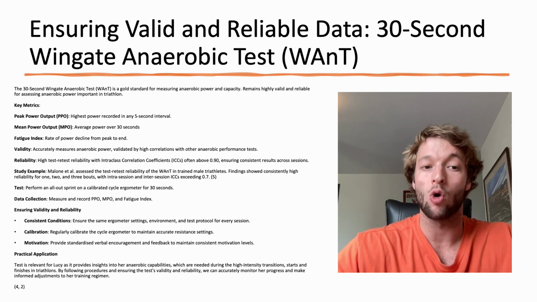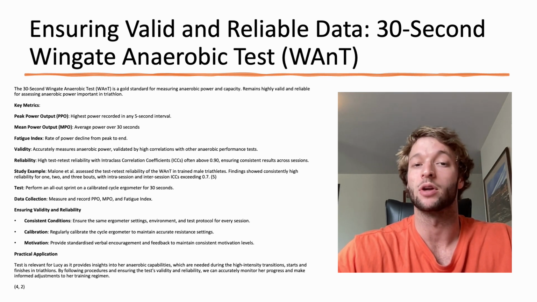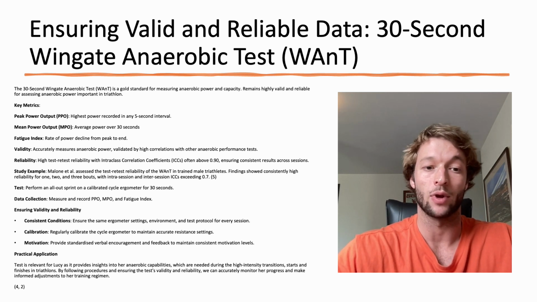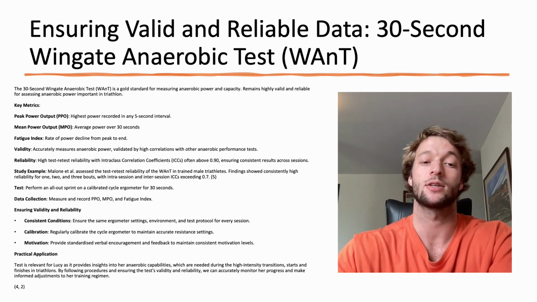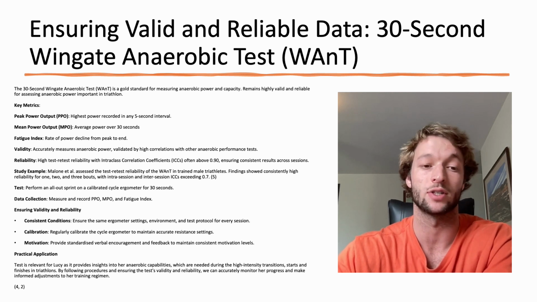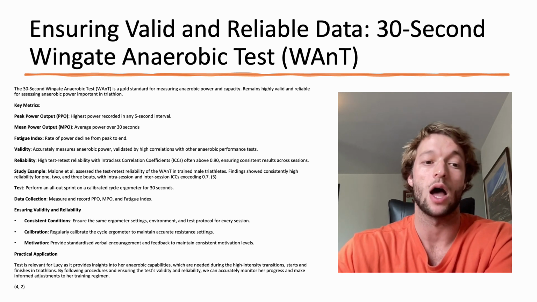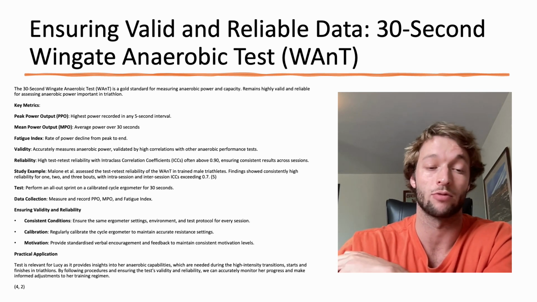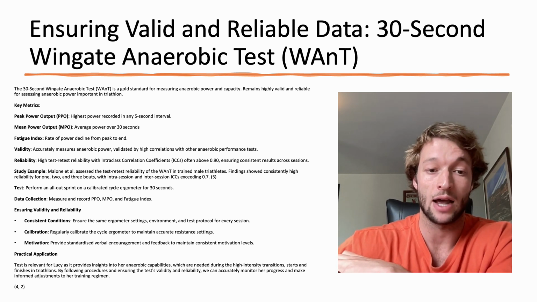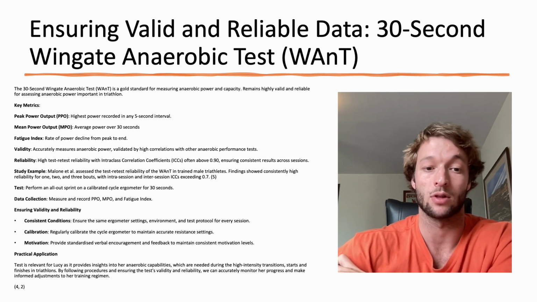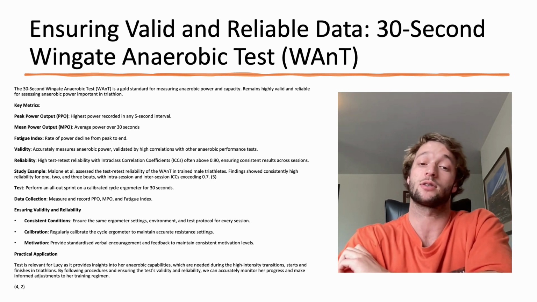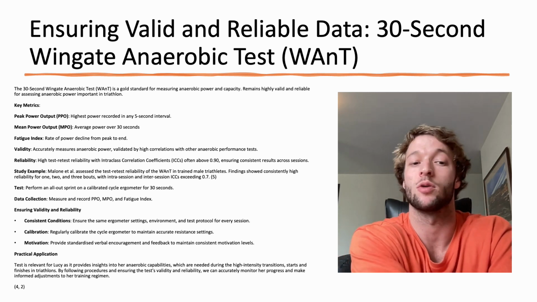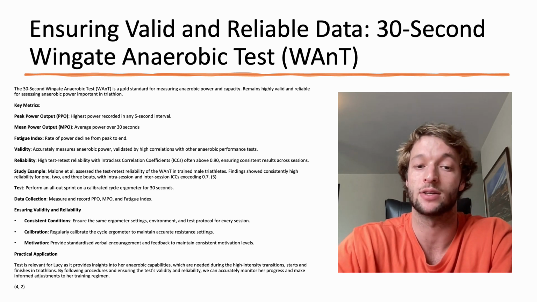We perform an all-out sprint on a calibrated cycle ergometer for 30 seconds. It's going to measure those metrics. We need to make sure the same ergometer settings, environment, and test protocol are used for every session and test done on Lucy. We make sure the calibration is regularly checked and maintained to make sure that the accurate resistance settings are set. And for motivation, we want to make sure we provide standardized verbal encouragement and feedback to maintain consistent motivation levels.